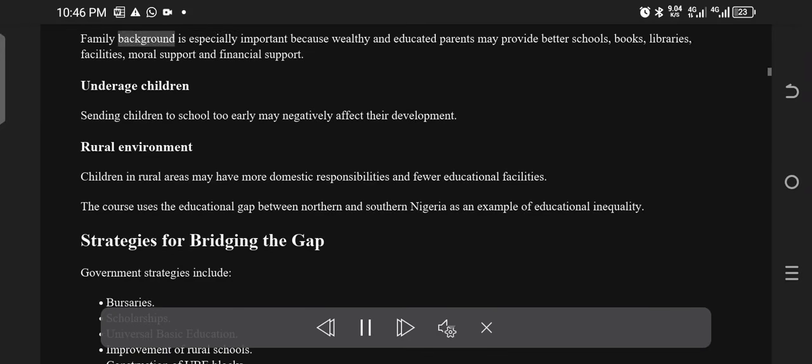Family background is especially important because wealthy and educated parents may provide better schools, books, libraries, facilities, moral support, and financial support. Underage children. Sending children to school too early may negatively affect their development.